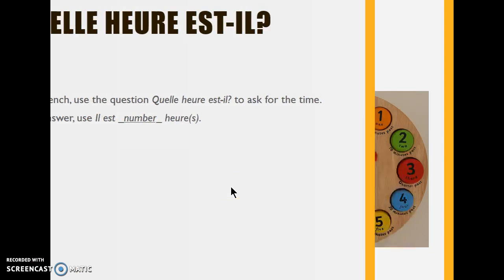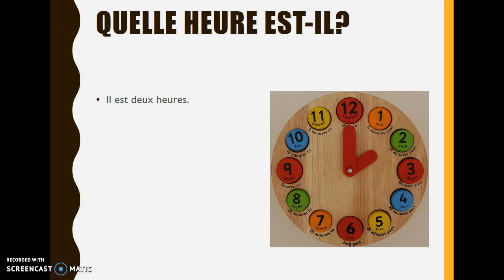Quelle heure est-il? Il est 2 heures. Now here you'll notice the number 2, deux, and then we have heure, which you've noticed as I've been talking that this H is silent. So really my word here starts with a vowel. Sometimes we have what we call a liaison, which is when the last consonant of one word blends into the vowel of the second word.